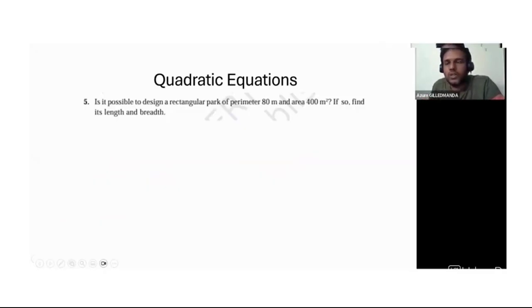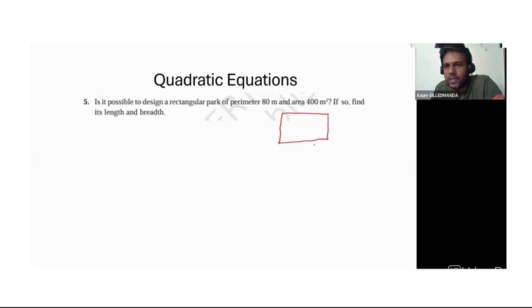Is it possible? Here the quadratic equation is not given, a descriptive problem is given. We need to convert this into a quadratic equation and then solve it. What is asked: is it possible to design a rectangular park? Rectangle is the hint, of perimeter 80 and area 400. So let's draw the diagram so that we won't get confused.